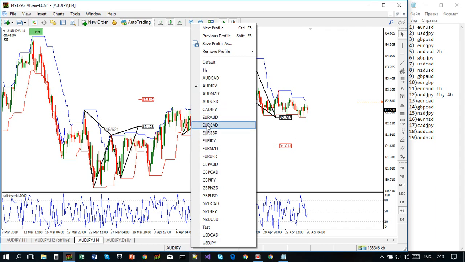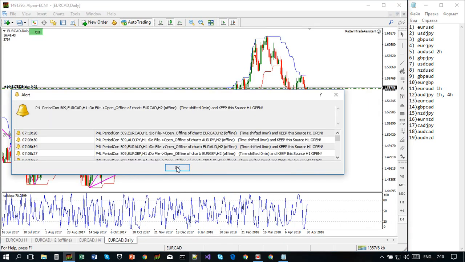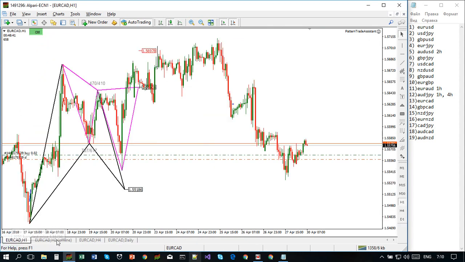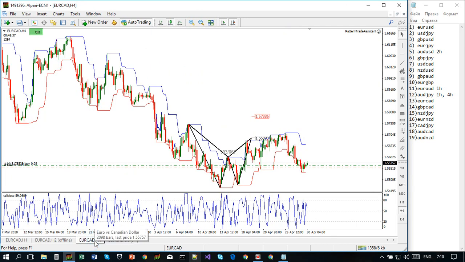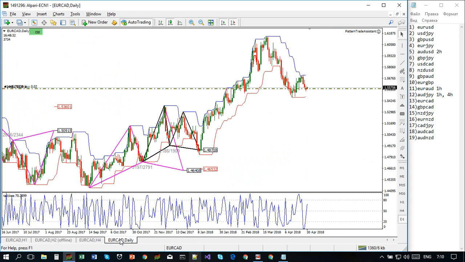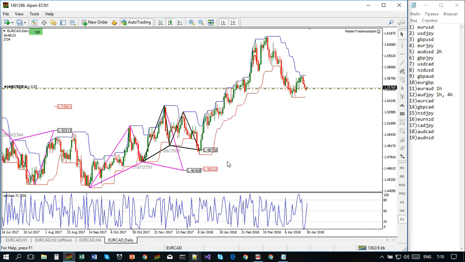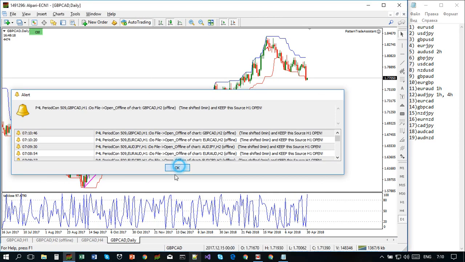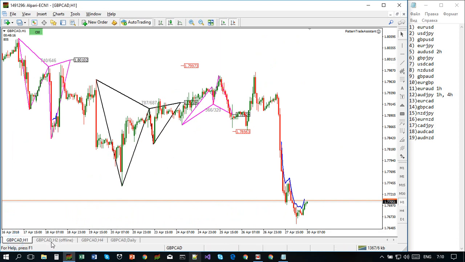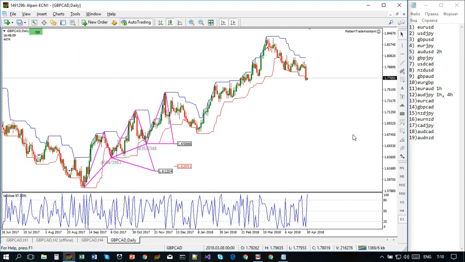Euro Canada, Euro CAD. Okay, I have something running on that. Had this winner and, well, nothing right now. GBP CAD. Pound Canada. If we go here to 2 hour, 4 hour, and daily, nothing.